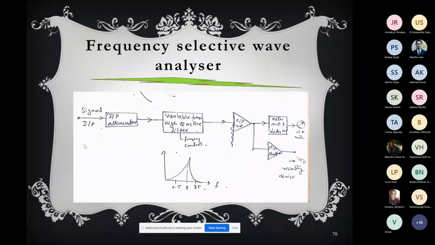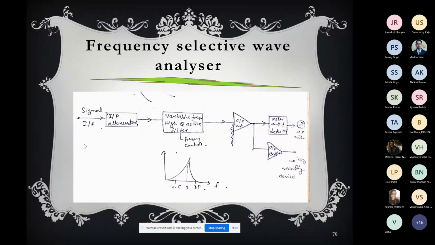I am assuming that you are giving an arbitrary input signal, and that might consist of frequencies ranging from very low to very high, infinite, and it may not always be possible to analyze all of them. So it is frequency selective. If you want to see within a frequency range, say 1 radian per second to 1000 radian per second, how many harmonic components are there, then you have to select that frequency range. That's where the term frequency selective comes from. So this block is for frequency selection.